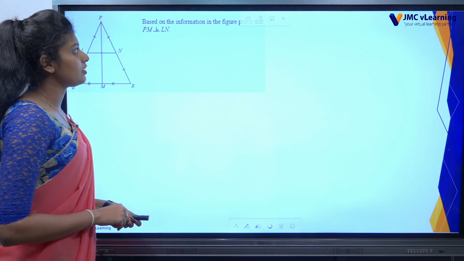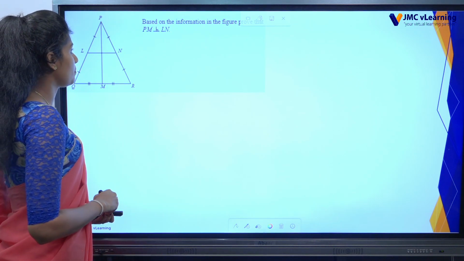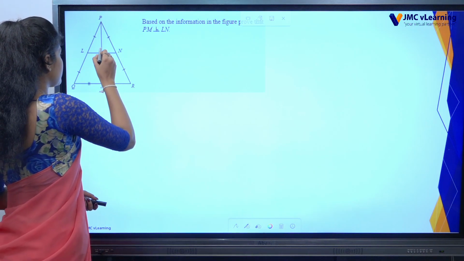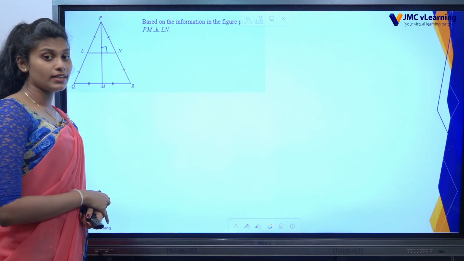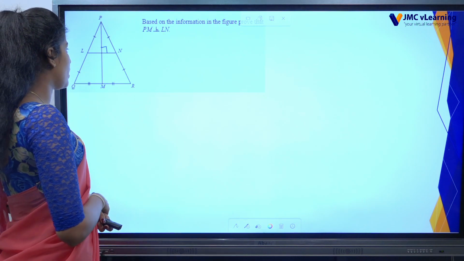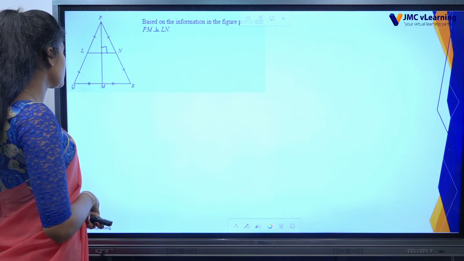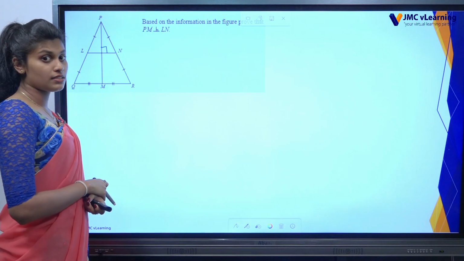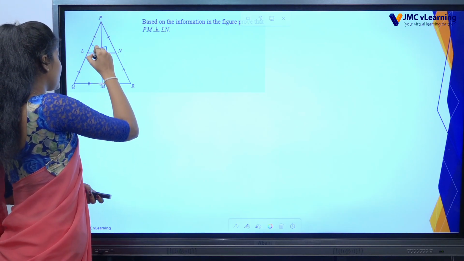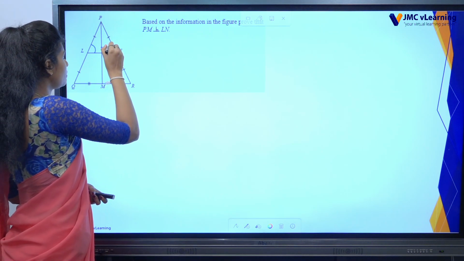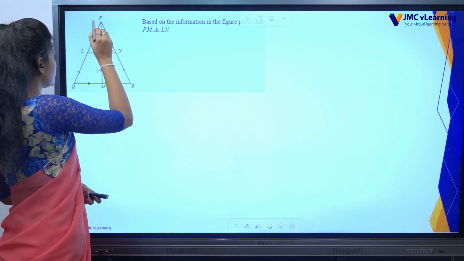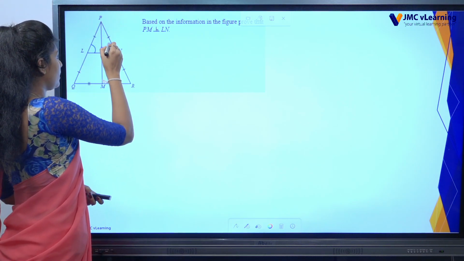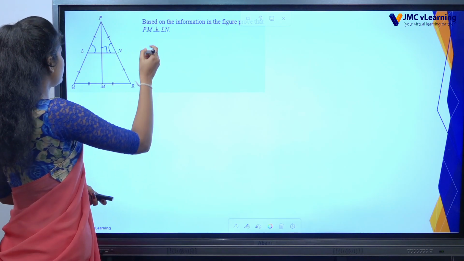Based on the information in the figure, prove that PM is perpendicular to LN. That means you have to show that the angle is 90 degrees. To show that one, what you have to do? By looking at this figure, you can say PL and PN are equal to each other. So, PLN angle is equal to PNL angle. Let's write that part.